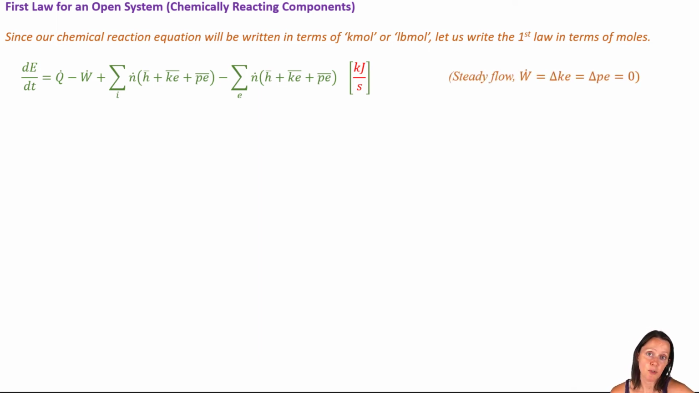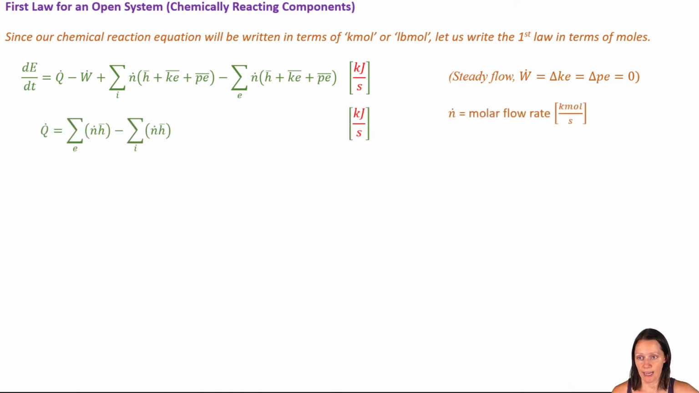Now, if I assume this is all steady flow, meaning I'm supplying the reactants at the same rate over time and the products are coming out at the same rate over time, there's no work for this combustion chamber, and kinetic and potential energy changes are 0, then this is the equation I get. The first term with the little e, the stuff coming out at the exit, is my products. The stuff coming in at the inlet is my reactants.